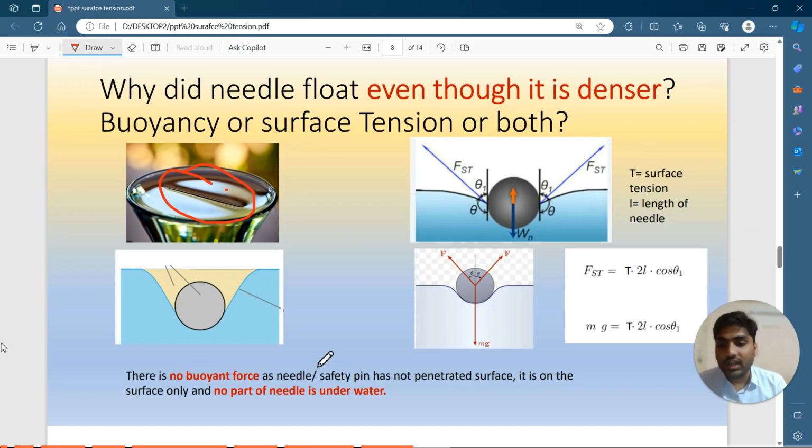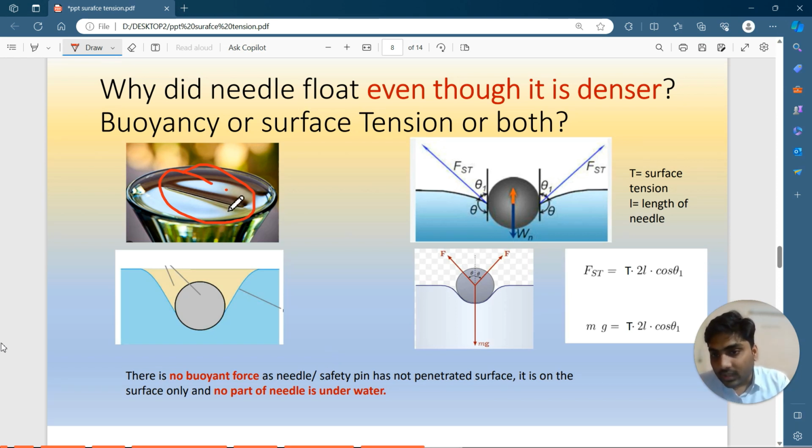There is no buoyant force, as the needle or safety pin has not penetrated inside the surface. It is on the surface only. No part of the needle is underwater, so there would be no buoyant force. Then only surface tension can be responsible.